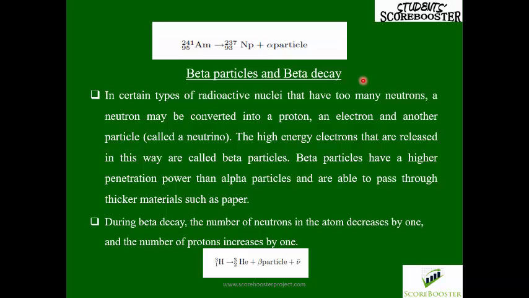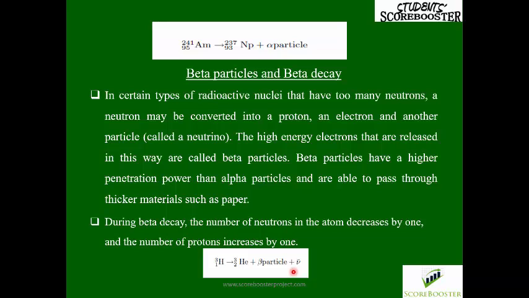The energetic electrons that are released in this way are called beta particles. They have higher penetration power than alpha particles, and they are able to pass through some materials like paper, but aluminium can stop them from passing. During beta decay, the atomic number increases by 1. We should not forget that we said it is going to release a proton, an electron, and another particle.